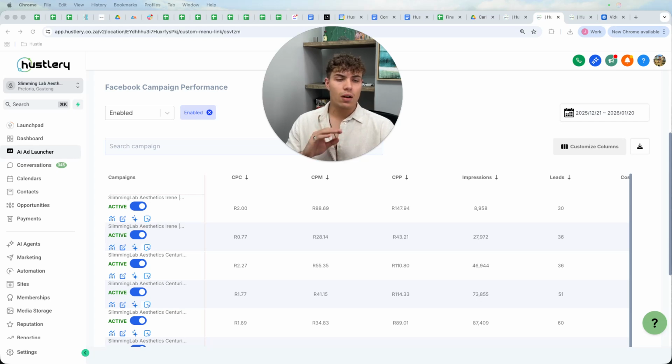And I'll show you guys now where you can go and check which one performs the best. But small changes to your headline can make a big difference, because it is the difference between someone stopping and looking at your ad or someone just continuing and scrolling.